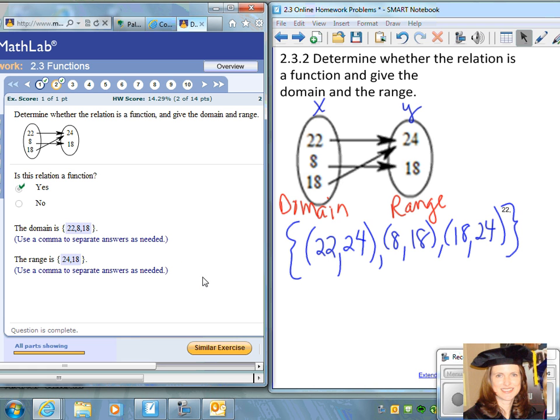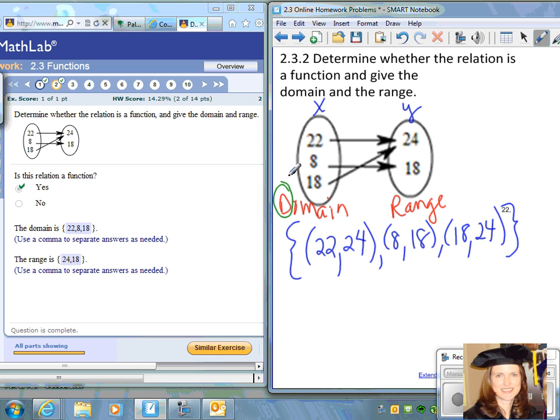Now the way I remember the domain and range is that in the alphabet, the letter D comes before the letter R. So domain comes before range. And in the alphabet, the letter X comes before the letter Y.